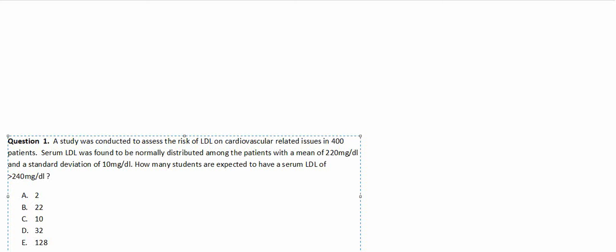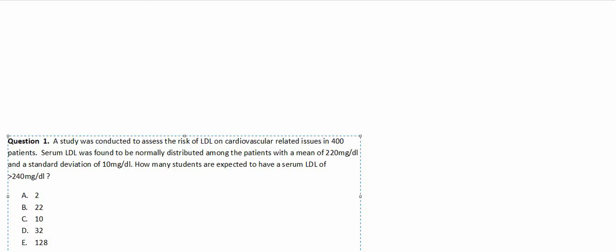Question 1. A study was conducted to assess the risk of LDL on cardiovascular related issues in 400 patients. Serum LDL was found to be normally distributed among the patients with a mean of 220 mg per deciliter and a standard deviation of 10 mg per deciliter. How many students are expected to have a serum LDL of greater than 240 mg per dL?